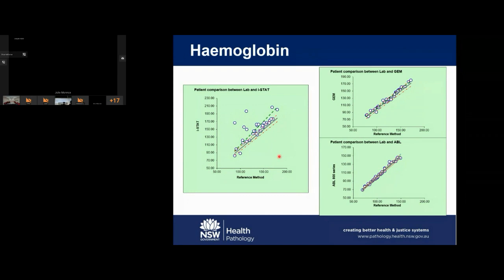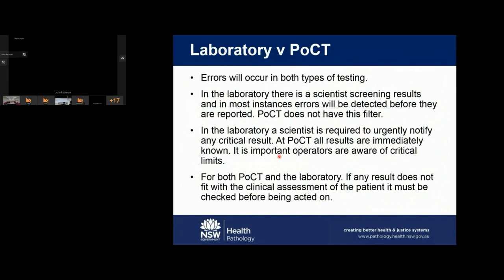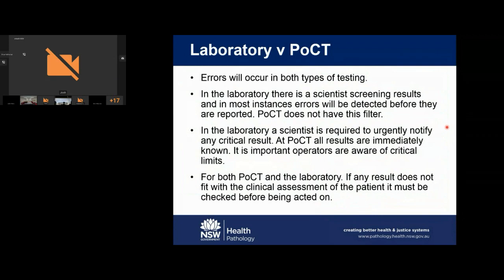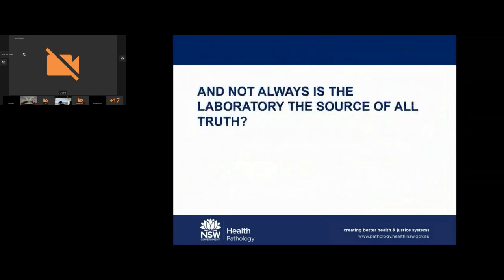So, in summary, errors will occur with both types of testing. In the laboratory, there is some screening of results before they're posted to the patient's record. The point of care doesn't have that sort of filter. The results go directly into the EMR. Also in the lab, there's a scientist required to notify any results that flag as critical. At point of care, it's up to the operator to be aware of their critical limits and recognise those results. But for both the point of care and the laboratory, if a result doesn't fit the clinical assessment, it must be checked before it's being acted on. Don't believe everything that comes out of a lab or a point of care instrument. Having said that, not always is the lab the source of all truth.